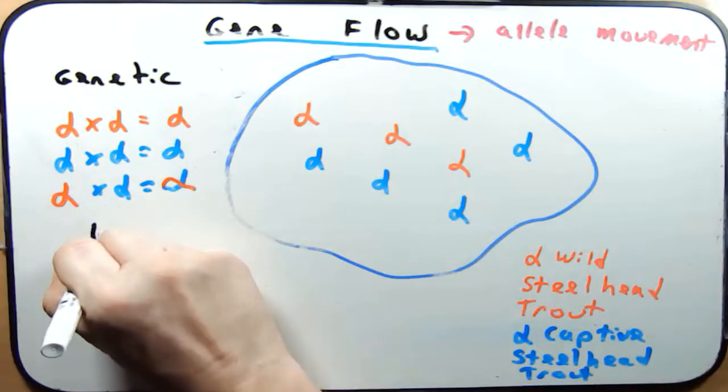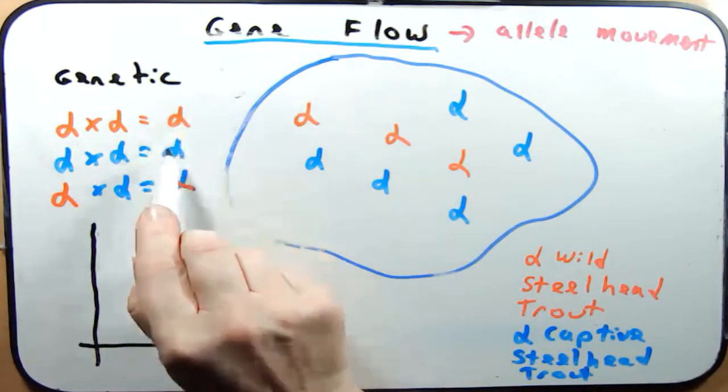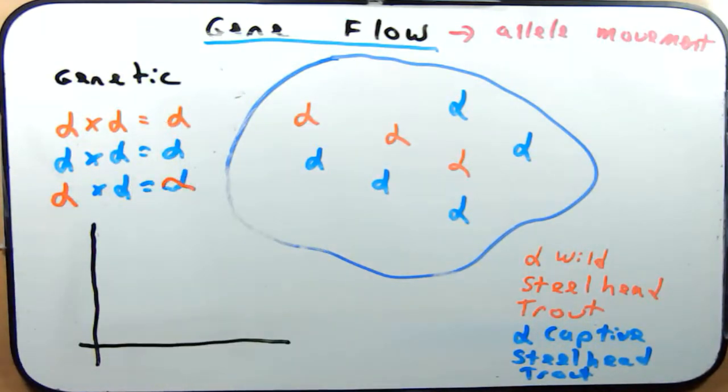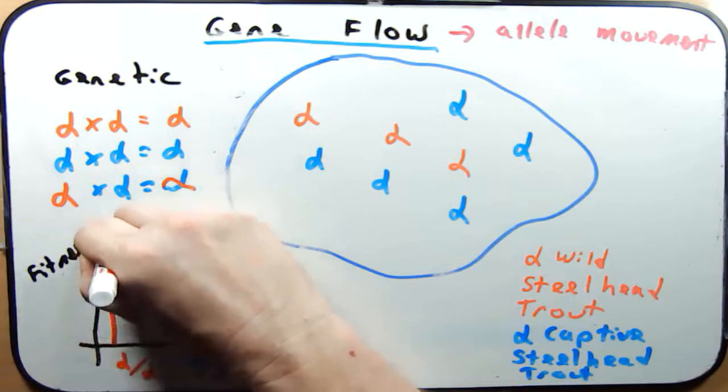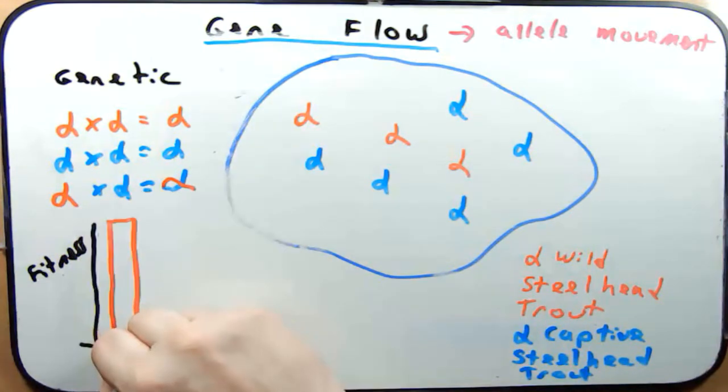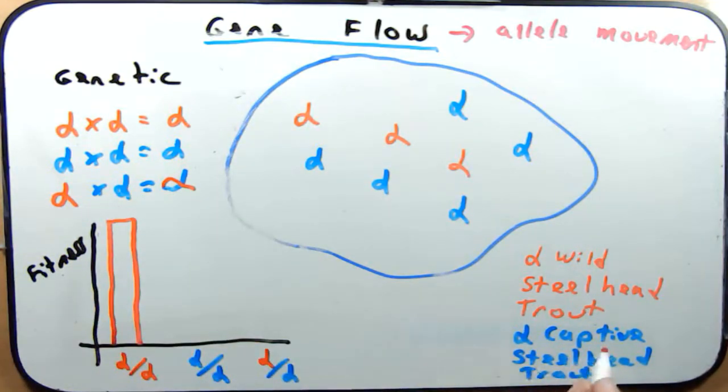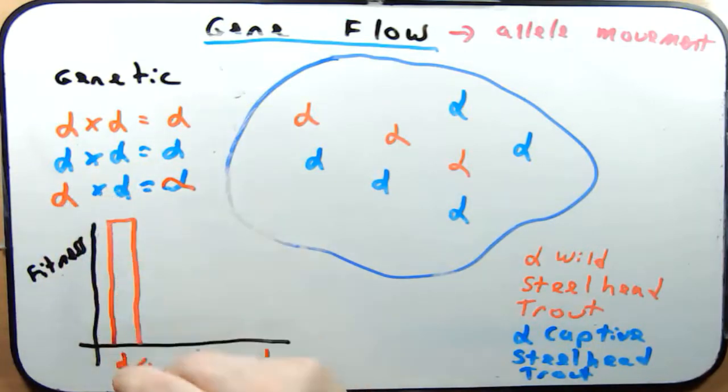And what they were able to determine is the relative fitness of the progeny. And so we're going to put fitness on this axis here, and we're going to put the different fish matings on the horizontal axis. What they discovered then was that the relative fitness of the wild times wild steelhead trout, that is the progeny that resulted from when a wild type steelhead mated with another wild type steelhead trout, was that their relative fitness was very high.